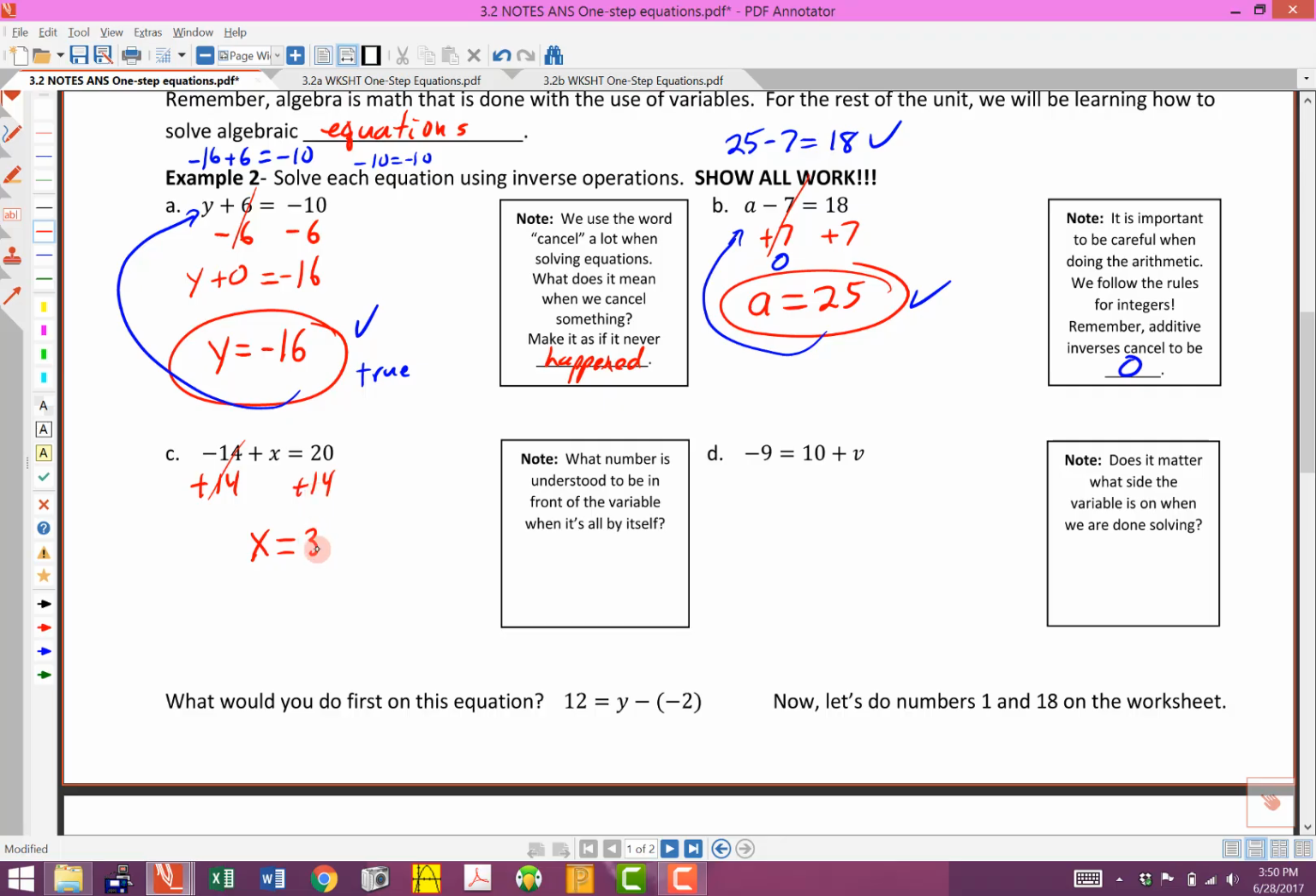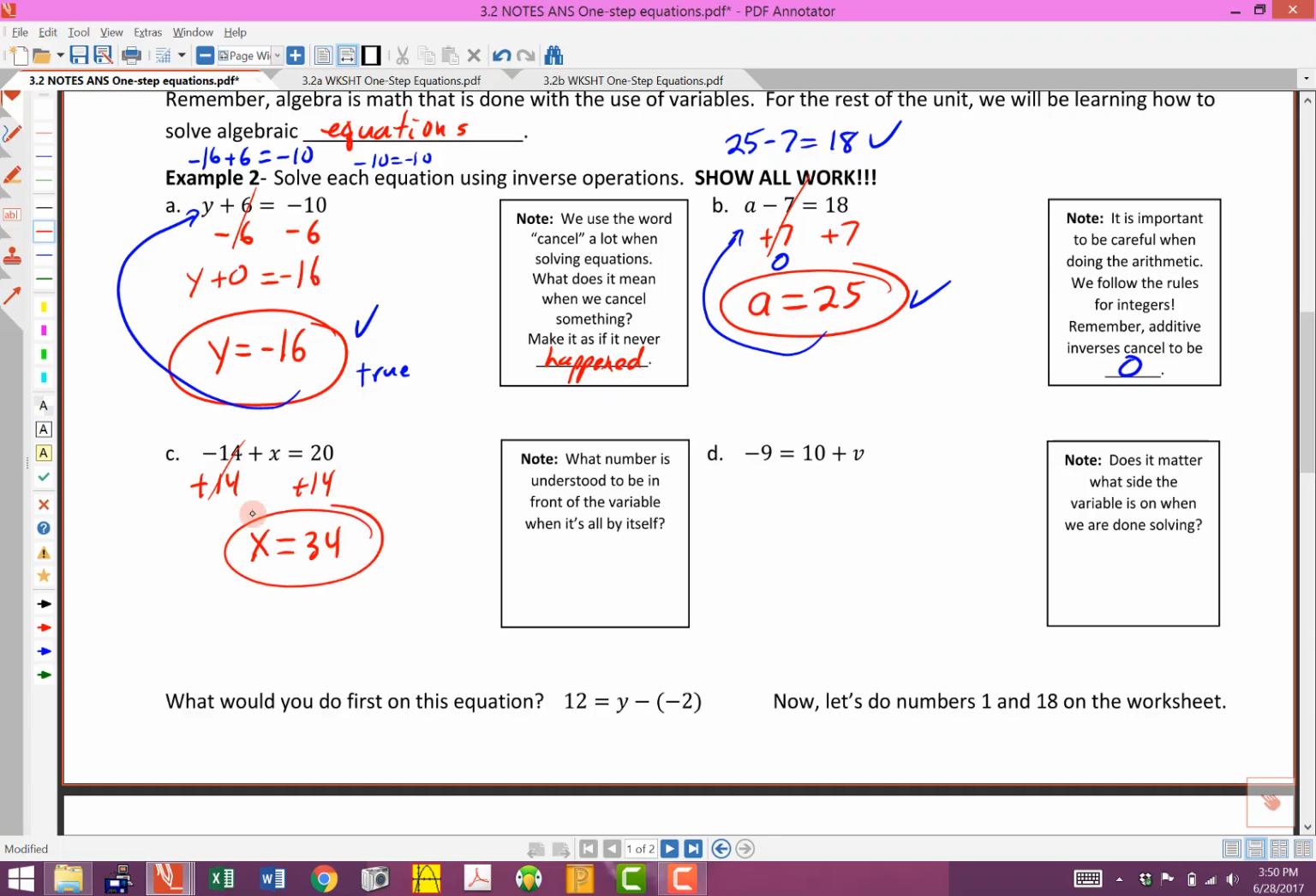Oh, I apologize. So on this side we've got 20 plus 14, so that's 34. So the answer on this one is 34.